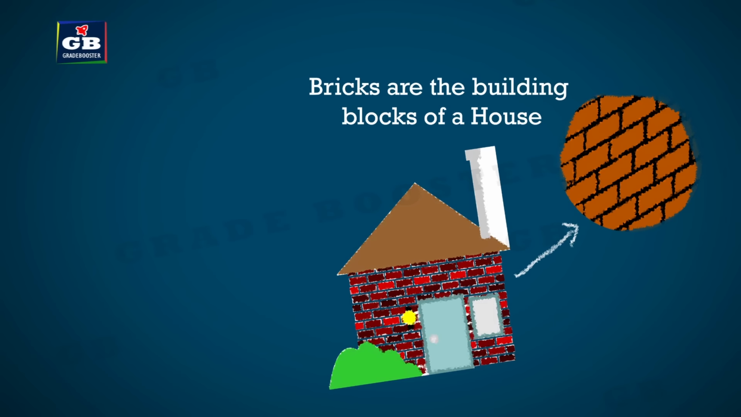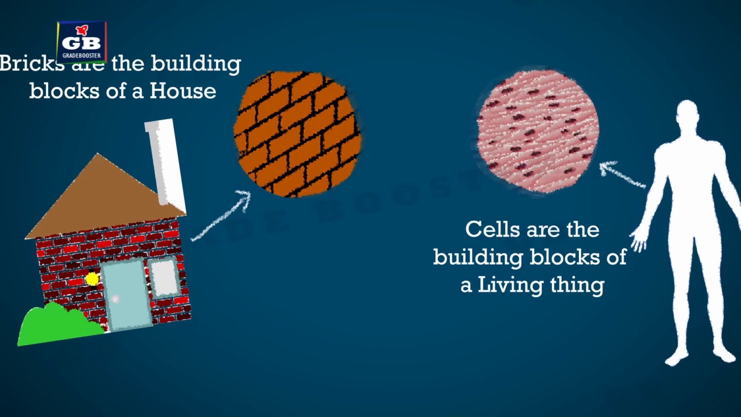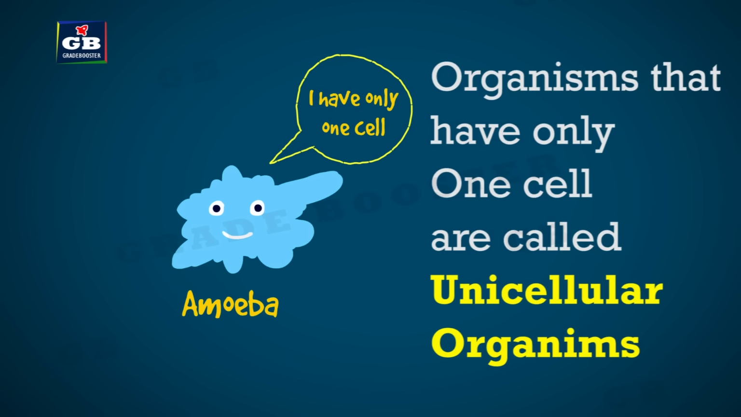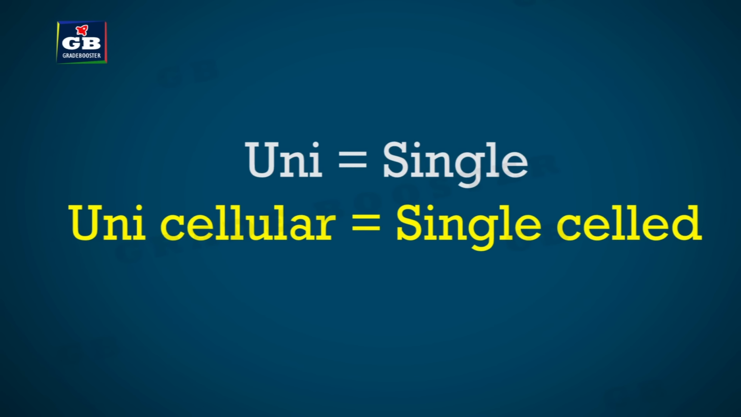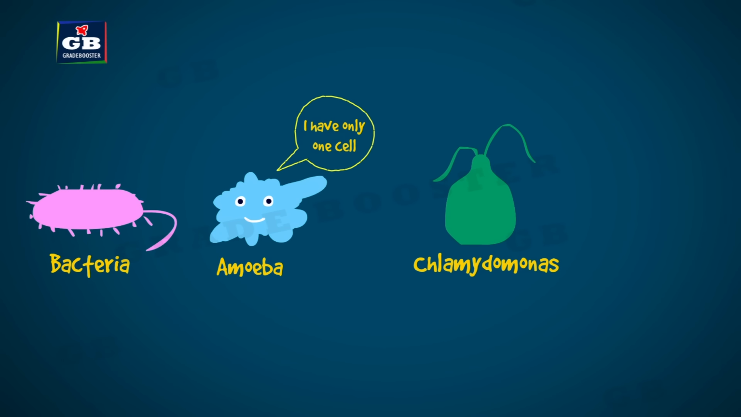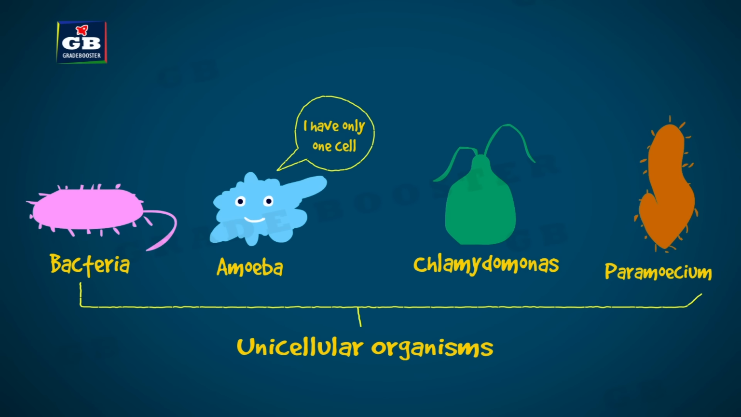Cells are the building blocks of living things. All living things are made up of cells. Certain organisms are made up of only one cell. Such organisms are called unicellular organisms. Uni means single. Examples of unicellular organisms are amoeba, chlamydomonas, paramecium, and bacteria.